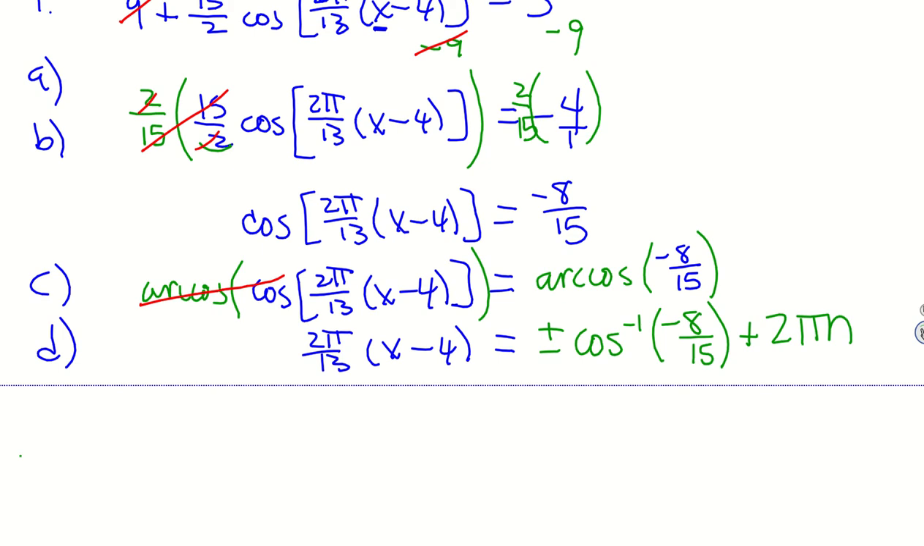So now we're ready for step E, which is to divide by the b. Our b value is this fraction, so to do step E, like we did before, instead of dividing by a fraction, we're going to multiply by its reciprocal. So we're going to multiply by 13 over 2 pi on both sides.